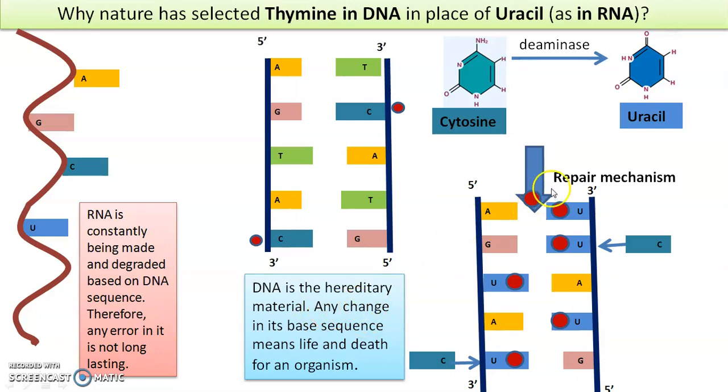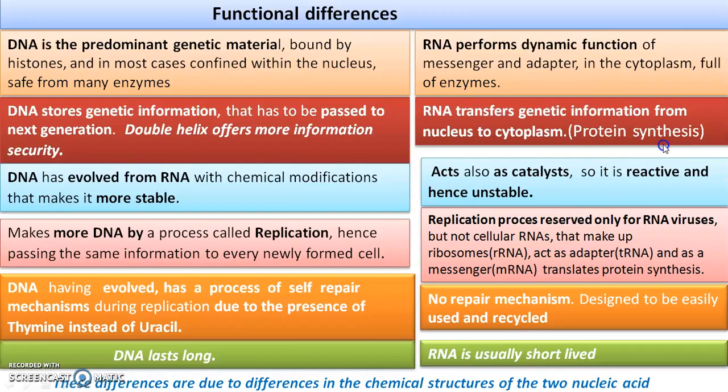But if during proofreading things do not work out well, what would happen? There would be an issue of life and death of an organism. Any change in the base sequence can mean a lot of difference for the organism. So that is a very important process, and it is only because of thymine that the proofreading mechanism works properly.